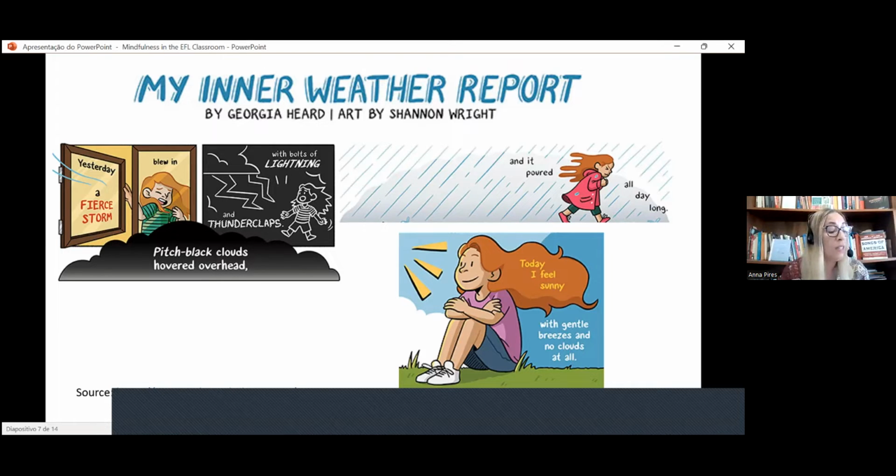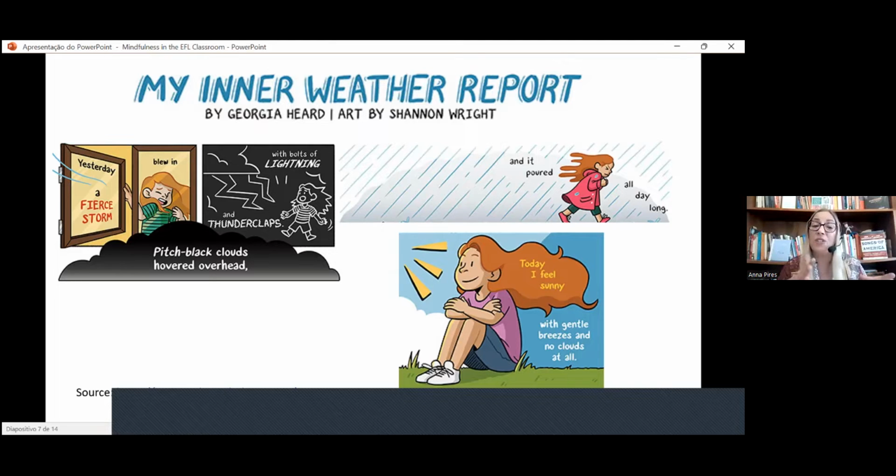And this gets students to notice their feelings, but as they come and go. It's noticing that the weather is always changing. It won't be sunny every day. It won't be cloudy. The weather may change throughout the day, just as our feelings change throughout the day.